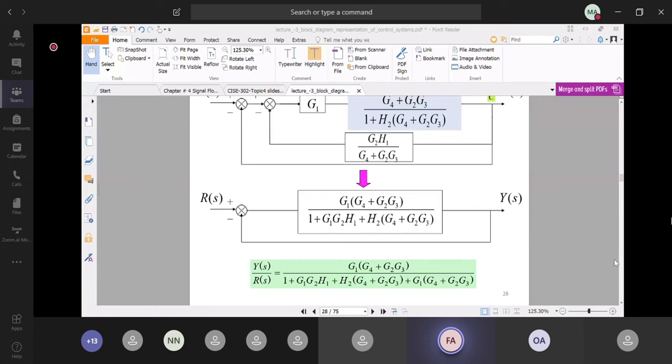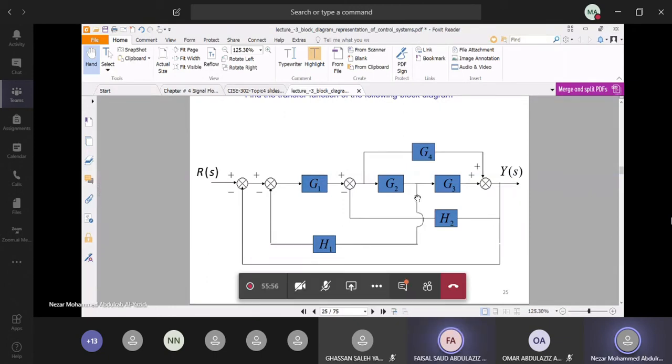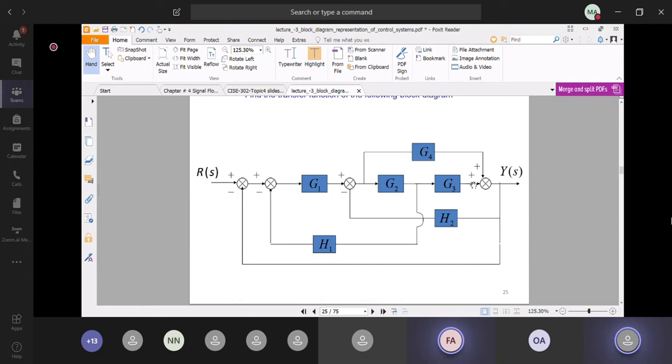Just to simplify, because as we saw here, for example, in this example you have this loop. You want to eliminate this loop, yeah? You cannot eliminate it without eliminating the effect of these branches. You have this branch. But if you move this pickoff toward the summation, it is still inside the loop. You didn't change anything.